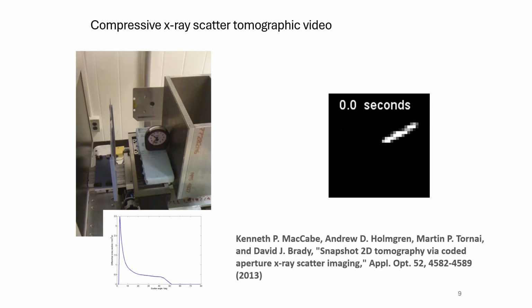The snapshot imaging was illustrated here, where we put an alarm clock in the X-ray system, and you can see that the second hand of the alarm clock was reconstructed in single snapshot images, which allowed temporal imaging of the motion of the alarm clock.